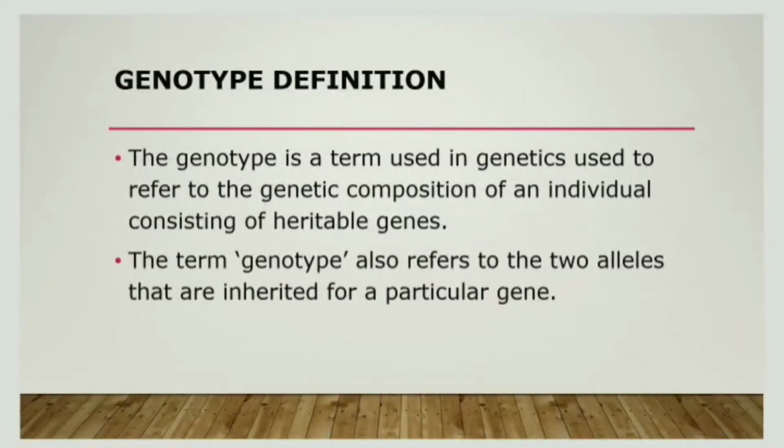Genotype is used in the study of genetics. That is, it is used to refer to the genetic composition of an individual consisting of heritable genes. A particular gene has two alleles, and the two alleles are referred to as genotype. Genotype also refers to the two alleles that are inherited for a particular gene.